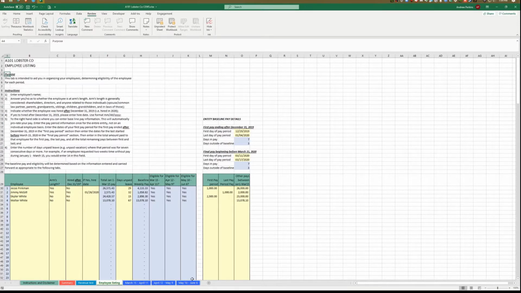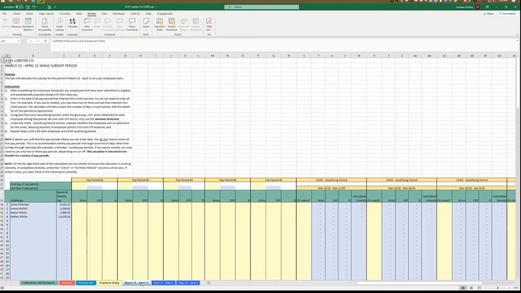They don't go beyond, even though this program probably will be extended. So please bear in mind that there probably will be additions to this calculator and further versions released to add to the pay periods as they are announced and prescribed by the federal government. So we're working on the period of March 15th to April 11th. So we're going to click on that tab.